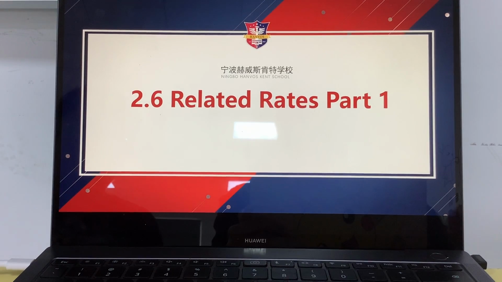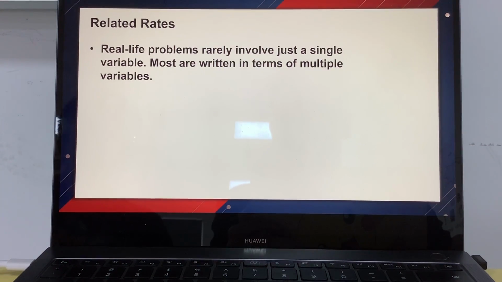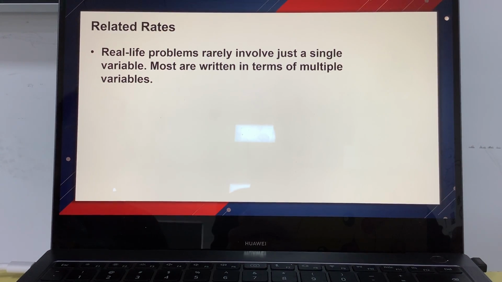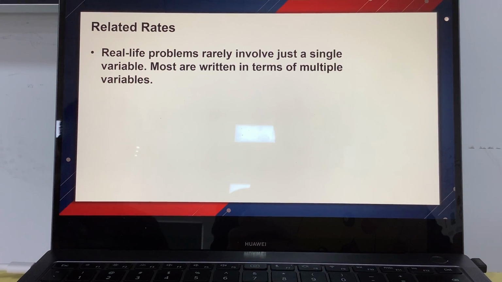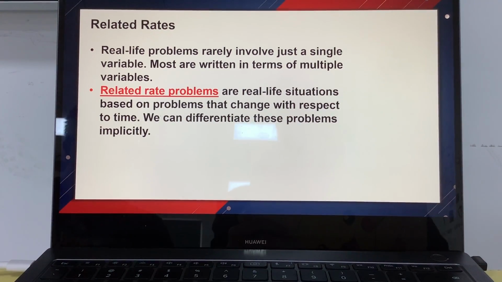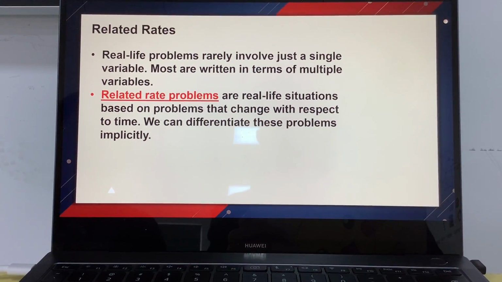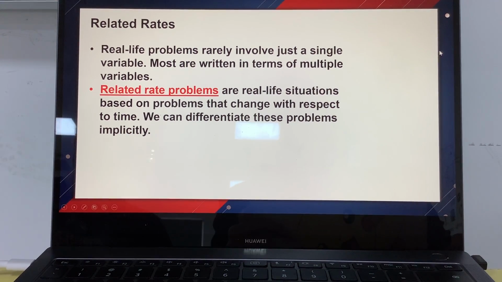Today we are going to talk about 2.6 relative rates, part 1. It is about relative rates. The definition of relative rates is that real-life problems rarely involve just a single variable. Most are written in terms of multiple variables. Relative rate problems are real-life situations based on quantities that change with respect to time. We can differentiate these problems implicitly.